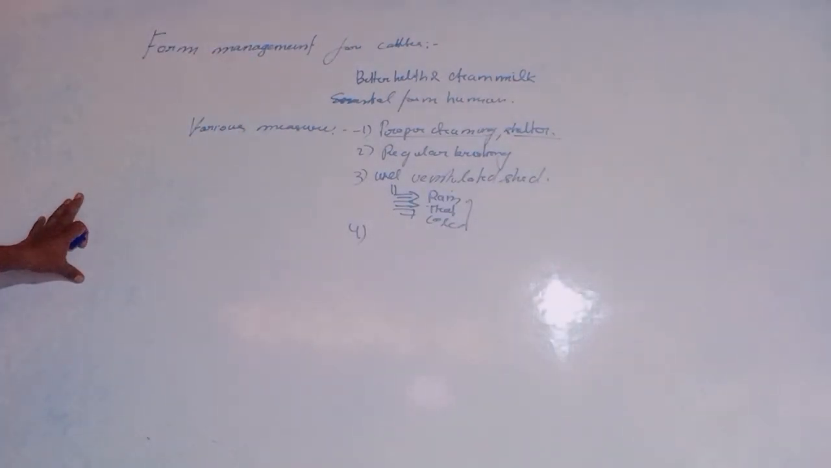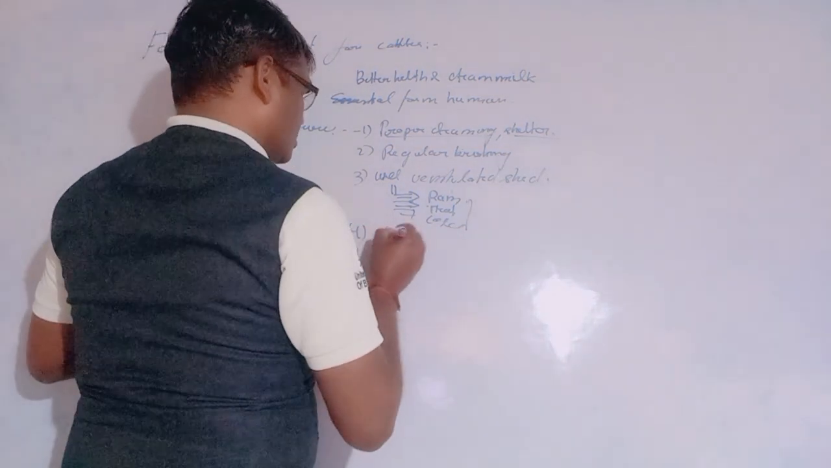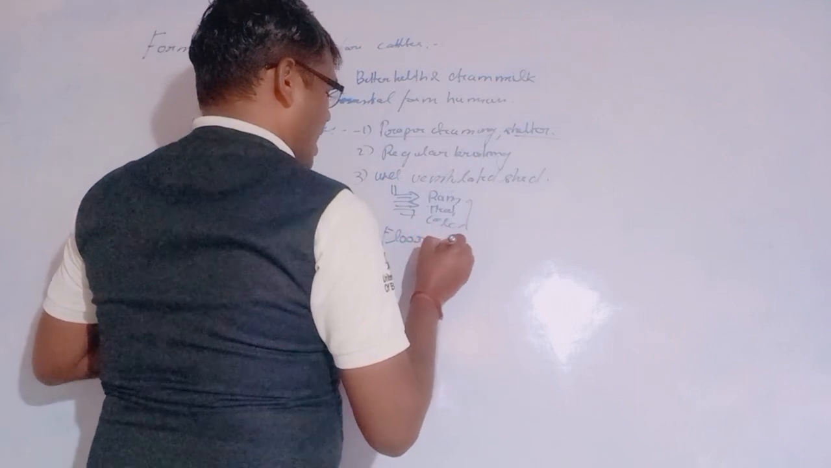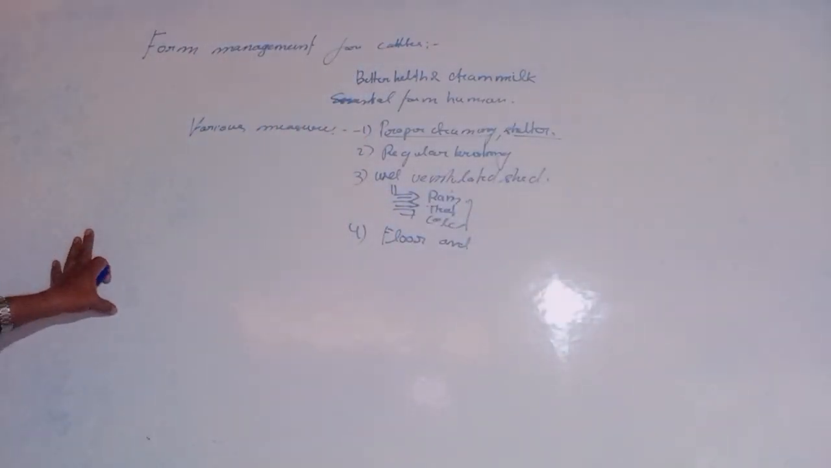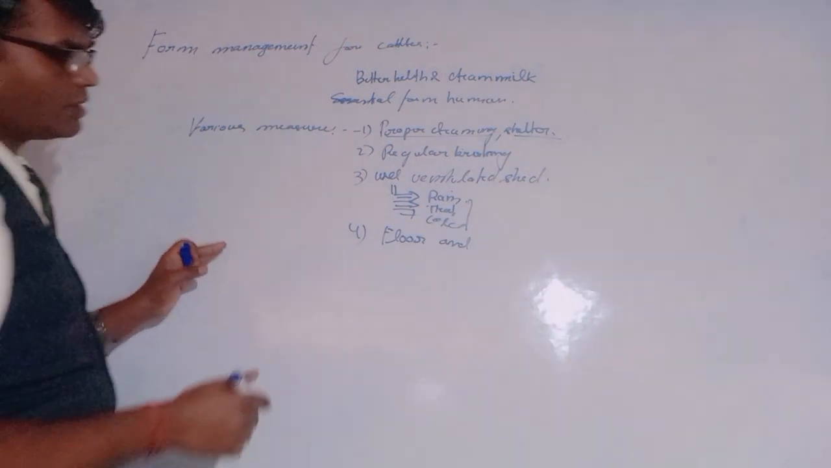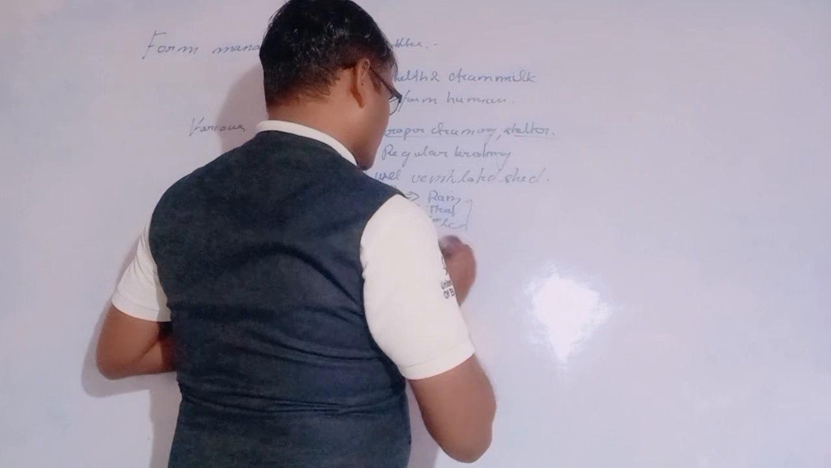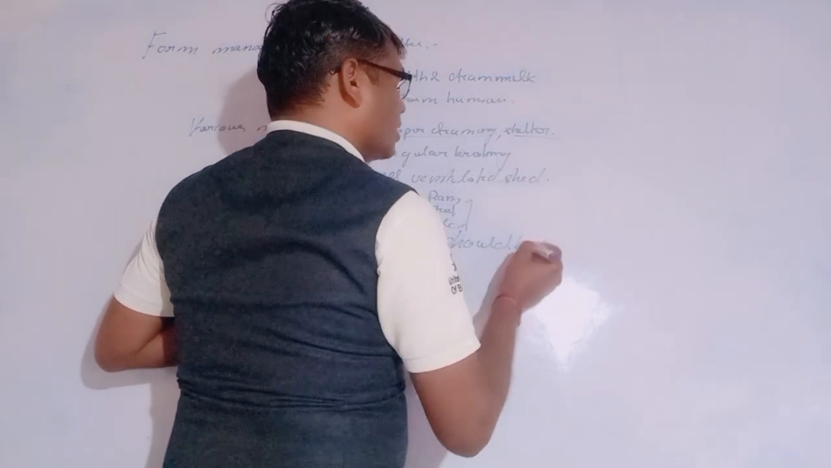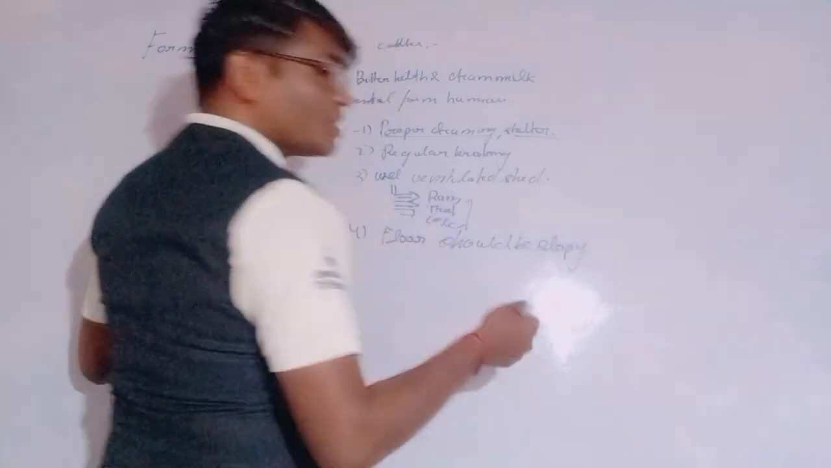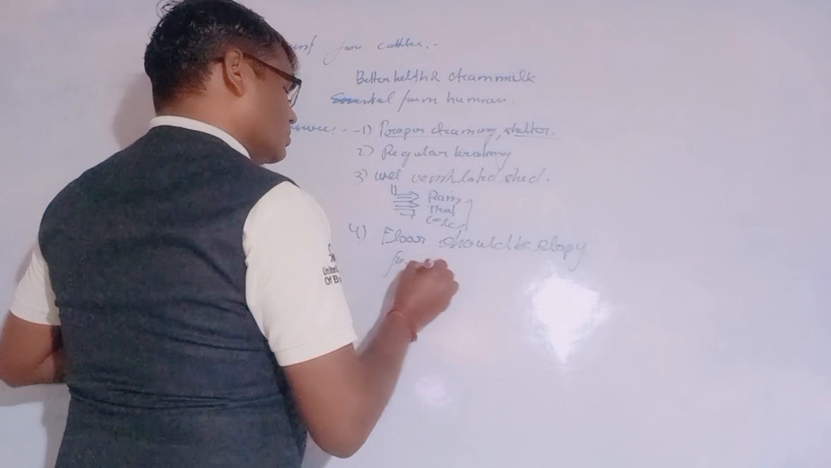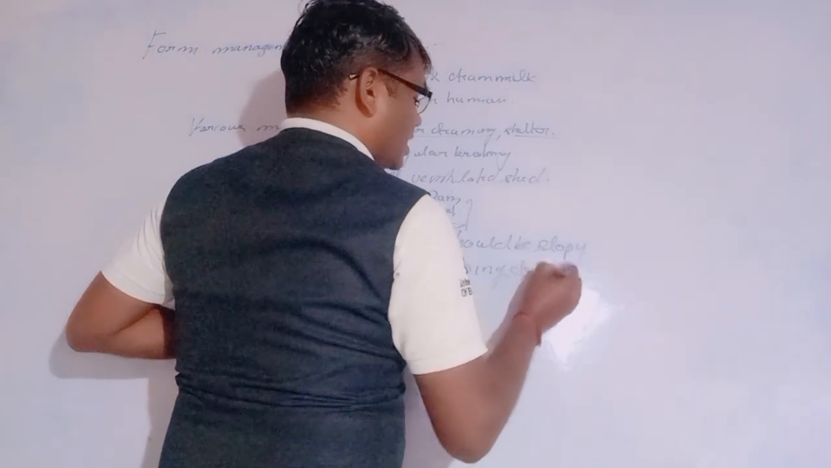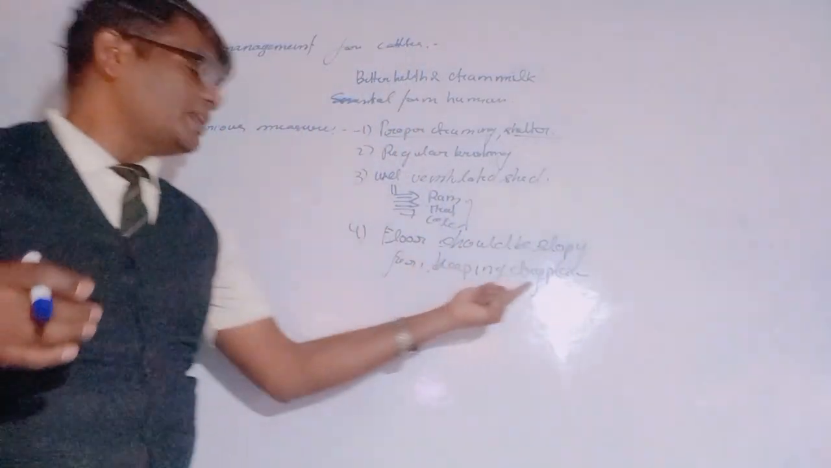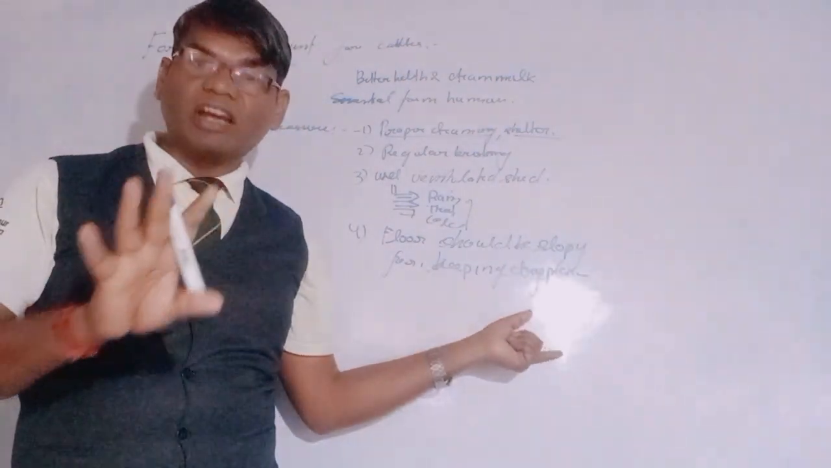The fourth part we will discuss is that the floor should be sloping. The floor of the cattle shed should be sloping so that the place is kept dry. And if the place is dry, the cattle will not be affected by fungal disease and other types of disease.